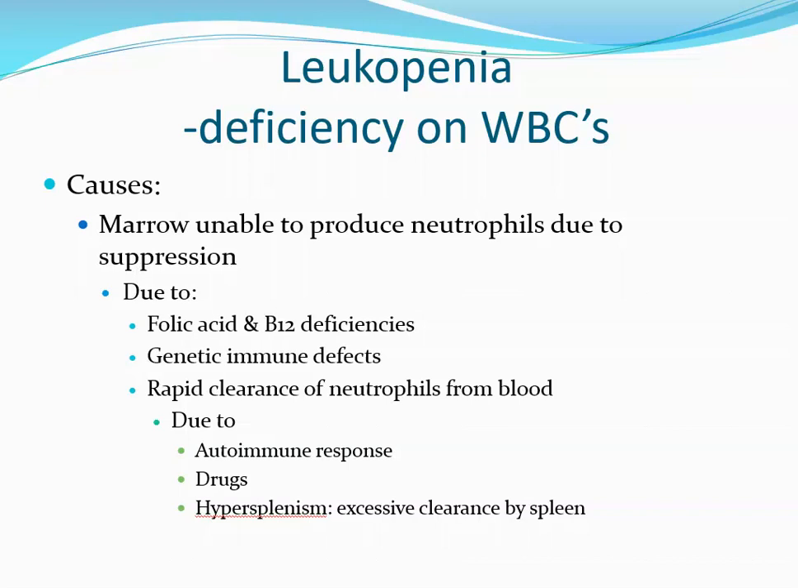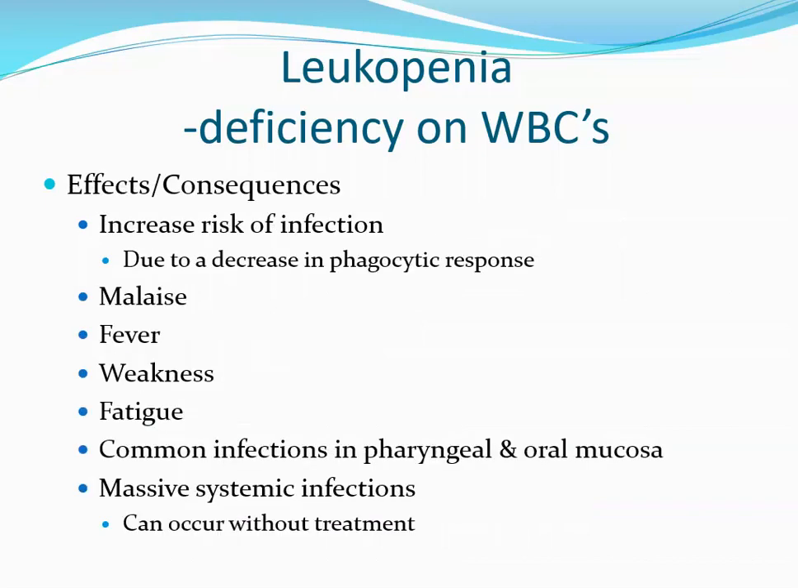This could be due to an autoimmune effect, might also be due to drugs that bind to the membrane of the white blood cells and then target them for phagocytosis, or it could be due to hypersplenism. The spleen is like a sponge, so there's excess clearance of these neutrophils by the spleen. What are the effects or the consequences of not having enough neutrophils?